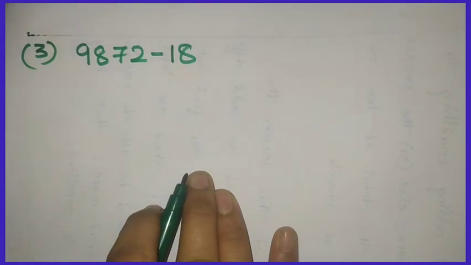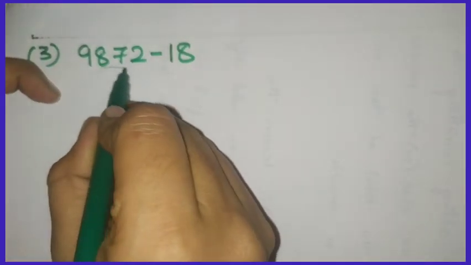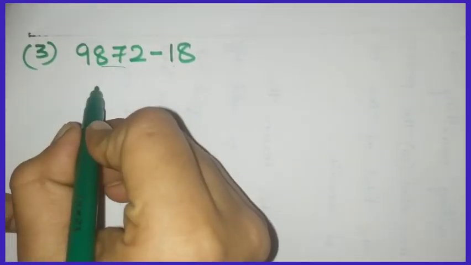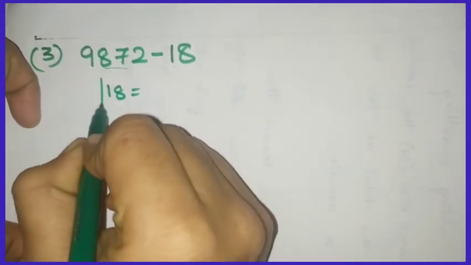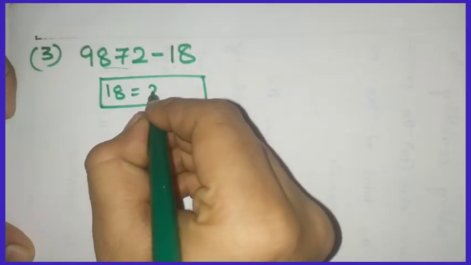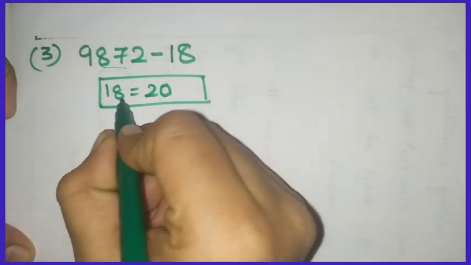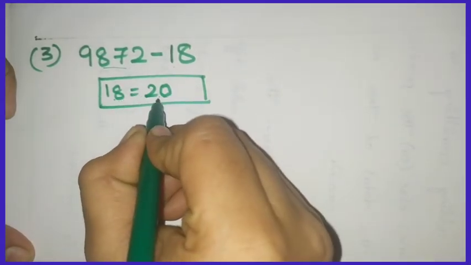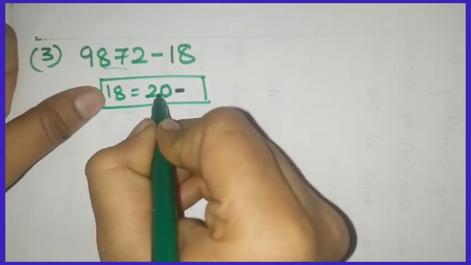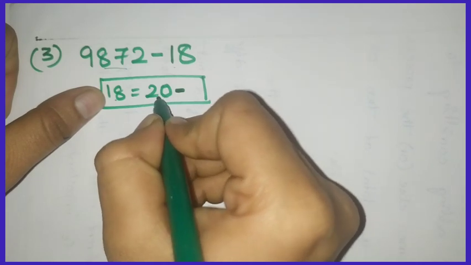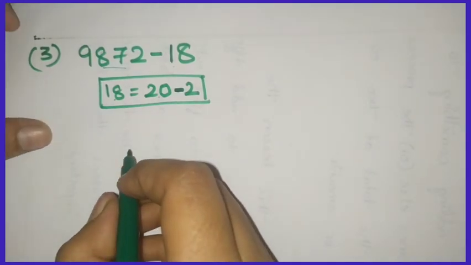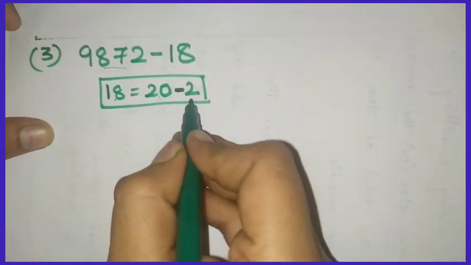18 is there. This is a 4-digit number and this is a 2-digit number, so this 18 is the smallest number, so we'll take 18. Is 18 nearer to 10 or 20? Yes, 20, so we'll take 20 here. In these two, which one is smallest? 18. So we'll do subtraction. How much do we have to subtract from 20 to get 18? 2. So 18 equals 20 minus 2.